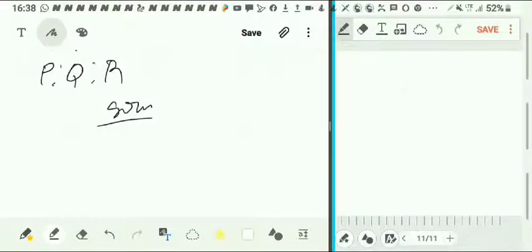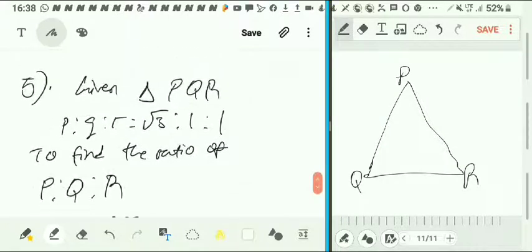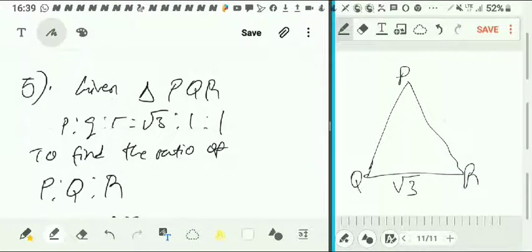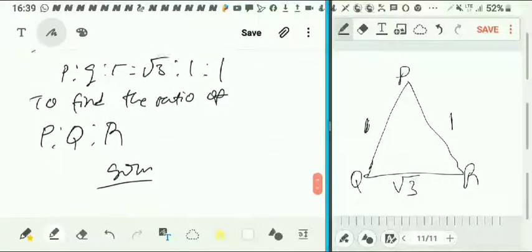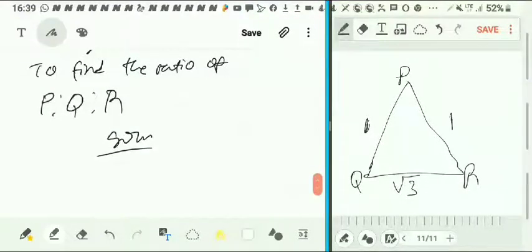So now we have something like this. From the question, we have P, Q, R. P is root 3. This is the side that corresponds to P. The side that corresponds to Q is here, 1, and this is 1. Oh, it's even an isosceles triangle. Two sides are equal. To find the ratio of P to Q to R, first let's just get one of these angles. Let's get Q, for example.